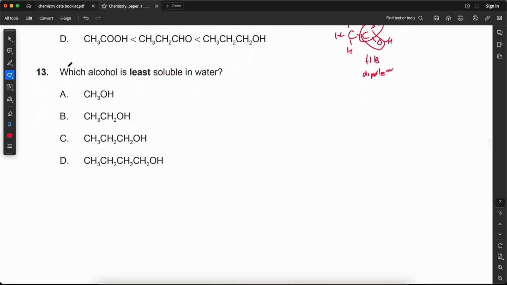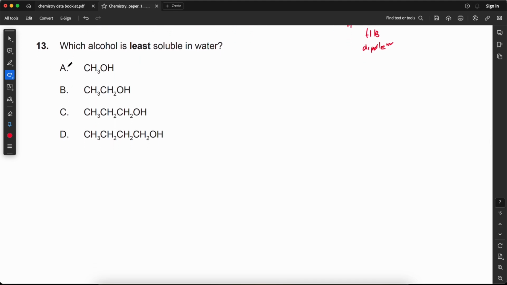Which alcohol is least soluble in water? It's this one, because the chain is so long compared to the other answers, so it becomes non-polar. So it will be least soluble in water, even though there is hydrogen bond, because of the longer chain of alkane, it becomes less polar compared to the simpler molecule.